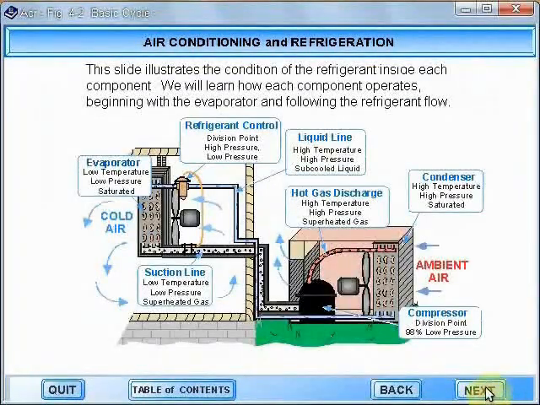This slide illustrates the condition of the refrigerant inside each component. We will learn how each component operates, beginning with the evaporator and following the refrigerant flow.